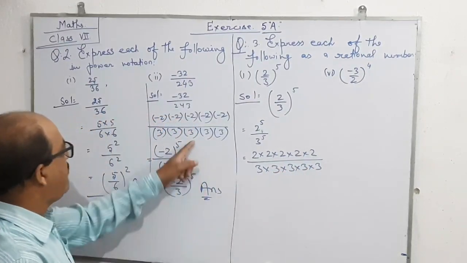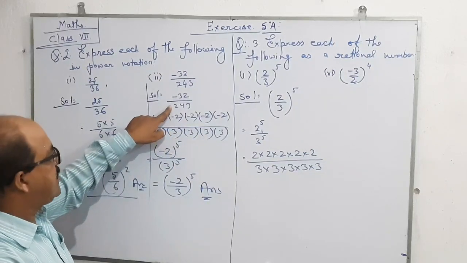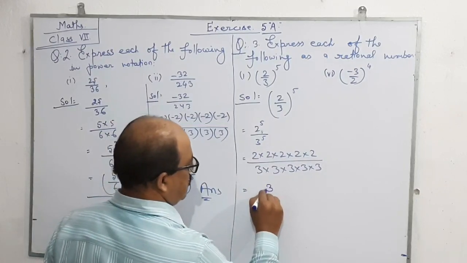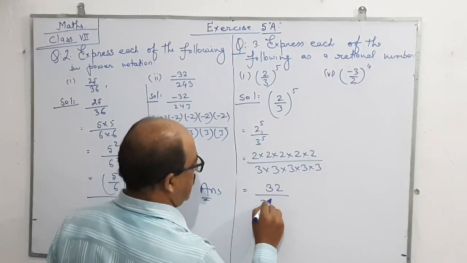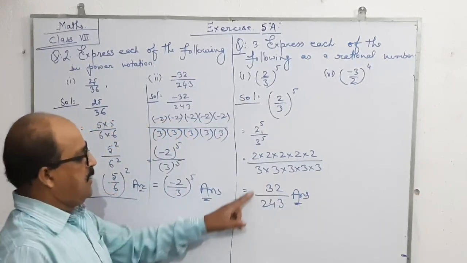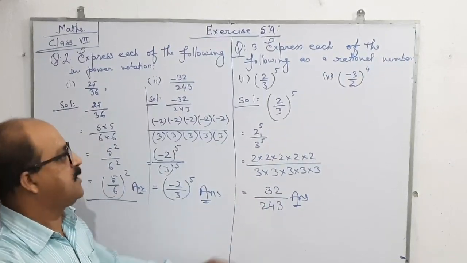Here what we have seen, if 3 has come 5 times, the product of 3 is 243. 32 by 243. This one the 32 by 243 is a rational number.